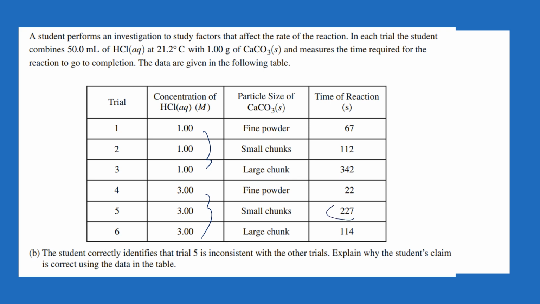For trial 5, we would expect that small chunks would go faster than large chunks, and it doesn't here. It takes more time, so it's slower. Small chunks have larger surface areas, so there can be more collisions. So you would say that this one does not follow the correct pattern for reaction time.